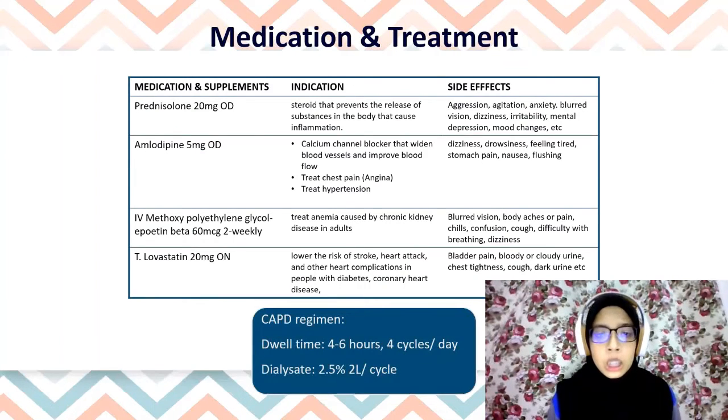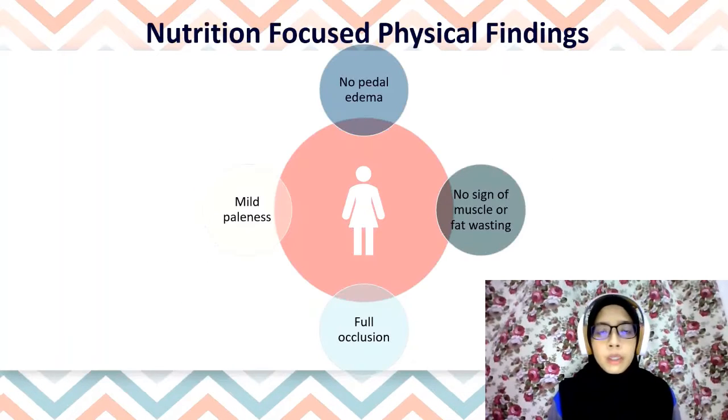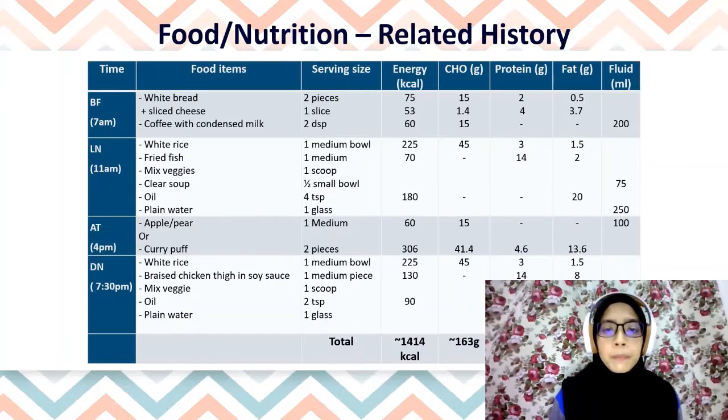This is the medication, and this is the regime for CAPD, as patient is taking 4 to 6 hours with 4 cycles per day with dialysis of 2.5% 2 liter per cycle. These are the nutrition focused physical findings: patient does not have edema, no sign of muscle and fat wasting, full accumulation and mild paleness.